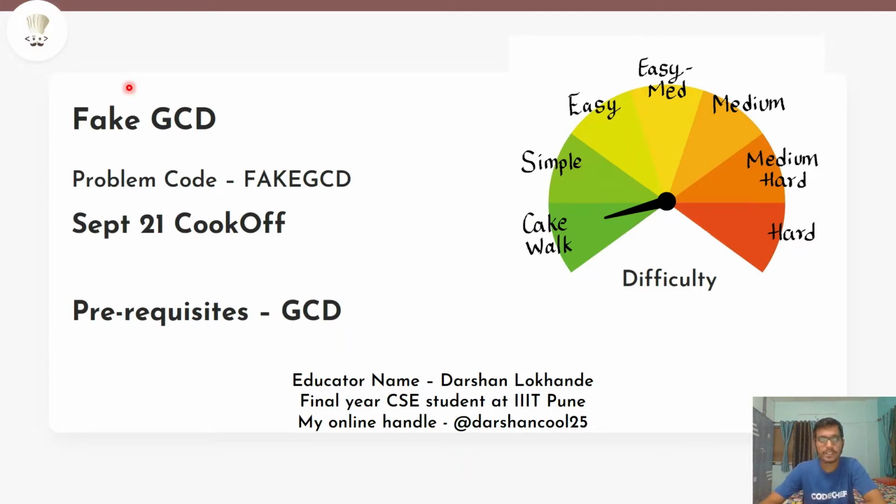The problem that we're going to discuss today is Fake GCD. The problem appeared in the September 21 Cook-Off and has a difficulty level of cakewalk. The prerequisites to solve this problem include GCD.